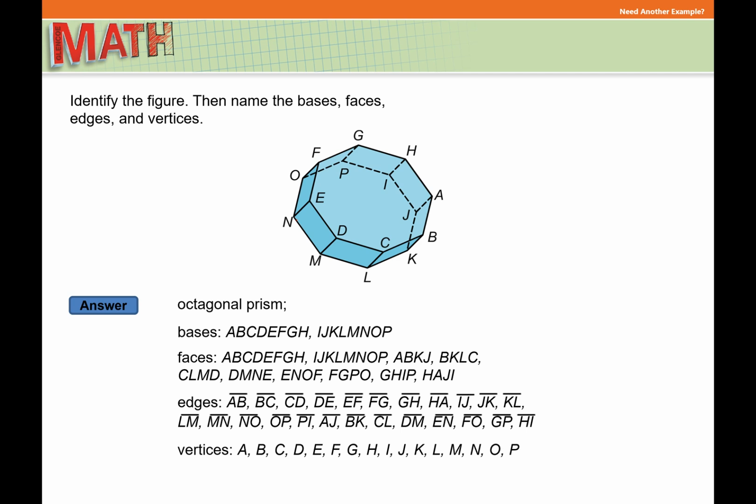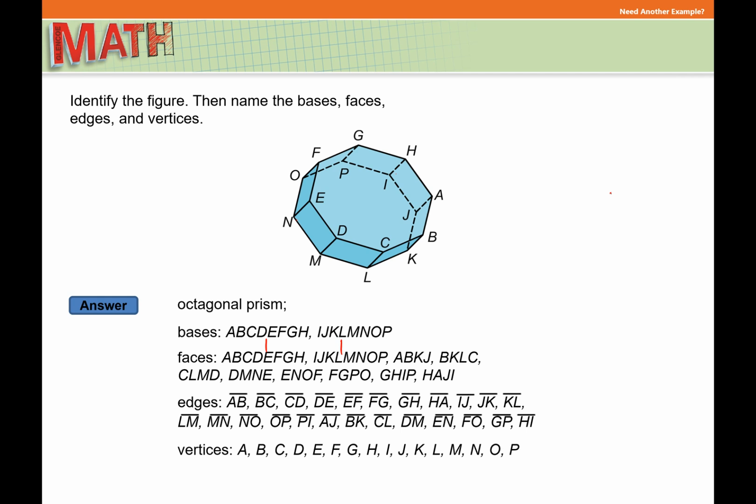So you name the bases, obviously, and this might get a little confusing, but do your best. A, B, C, D, E, F, G, H is the one, and then I, J, K, L, M, N, O, P is the other one. And then the faces, obviously, you see the two bases are included, and then you work your way around that octagonal prism to name all of these little rectangles. Yes, I know it's going to take some time. But we want to be thorough, okay? Show me that you can be thorough, and we won't have any problems, okay?